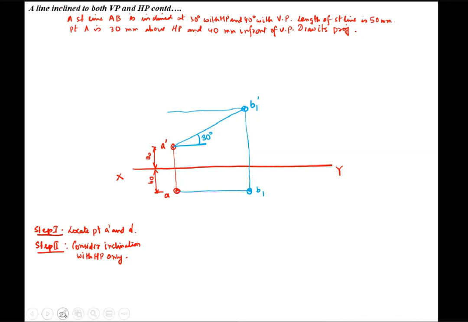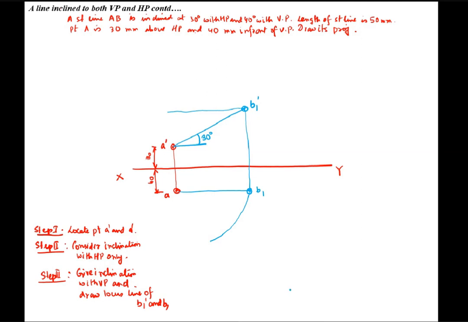Okay, so in my next step, I will draw step 3: give inclination with VP and draw locus line of B1 dash and B1. So this is my locus line of B1 dash and this is my locus line of B1 that we have seen in the last figure, right?